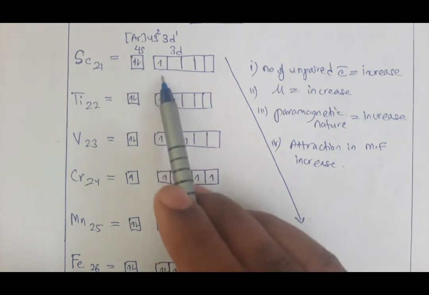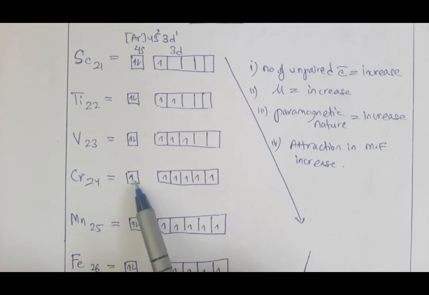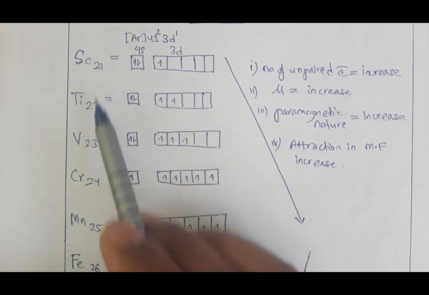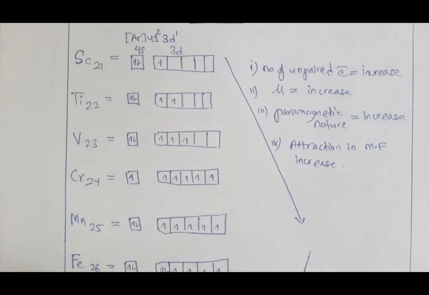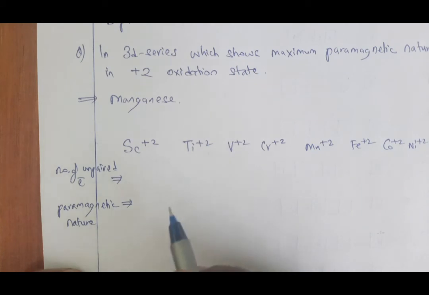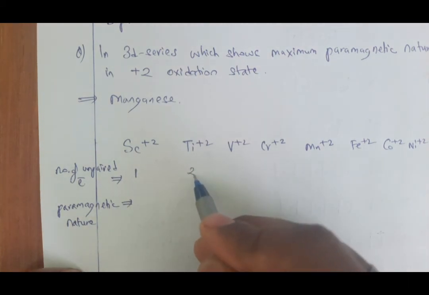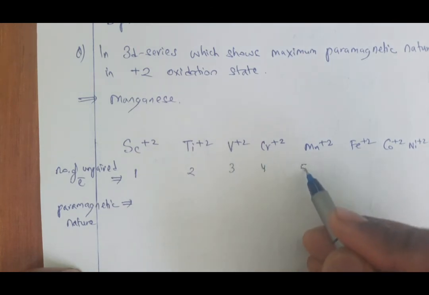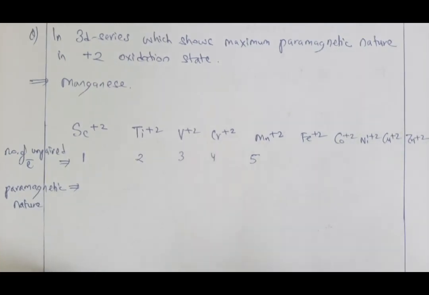So here unpaired electron will be 1, here will be 2, here will be 3, and here will be 4, because you remove these 2 to make it +2. And here will be 5. So from scandium to manganese, the number of unpaired electrons is 1, 2, 3, 4 and 5. In +2 oxidation state, scandium will have 1 unpaired electron, titanium will have 2, vanadium will have 3, chromium will have 4 and manganese will have 5. Till here you understood? Now let us see for the rest.